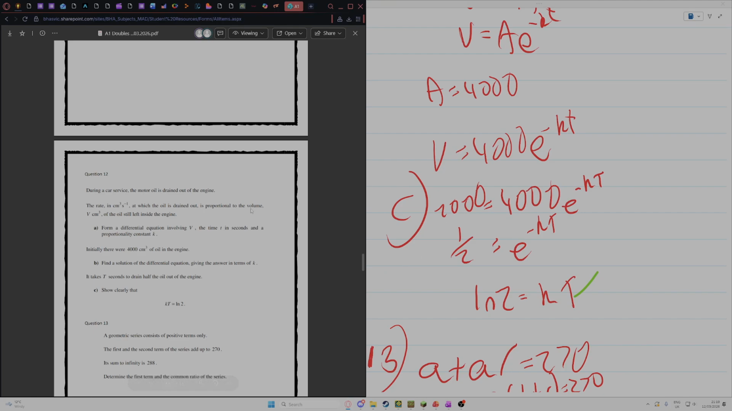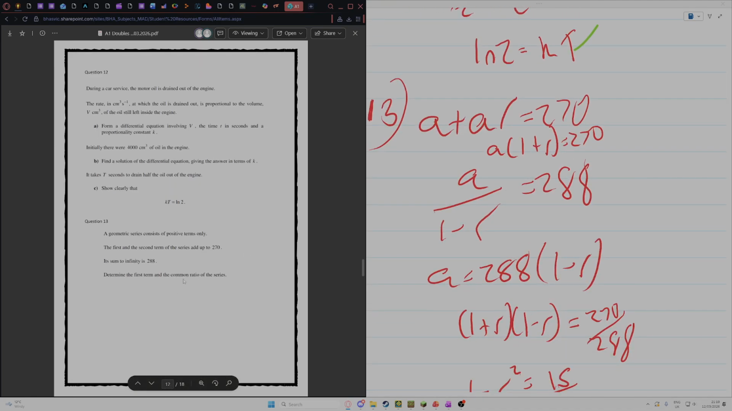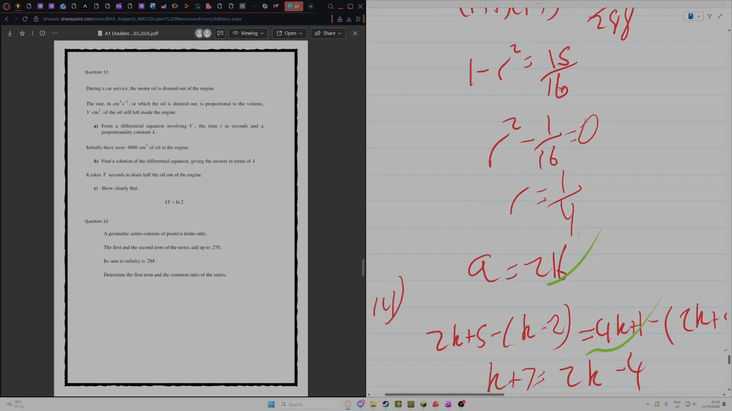Just remember half, because you already found out that a is 4,000, so the initial is 4,000, so half of the initial is just 2,000. Yeah, cool. Sum to infinity is 288. First and second, so a plus ar is 270. And then you can solve, find r.